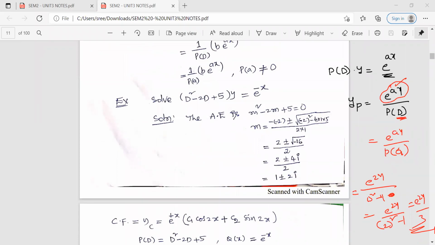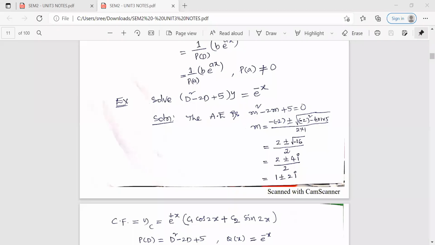Tell me what is YP here? What is the given problem? D square minus 2d plus 5 y equals, okay, first I write the auxiliary equation and find the roots. This is the real part and this is the imaginary part. So I write 1 in the e power place and 2 in the sin x and cos x place. YC is computed. Then YP equals e power minus x by d square minus 2d plus 5.